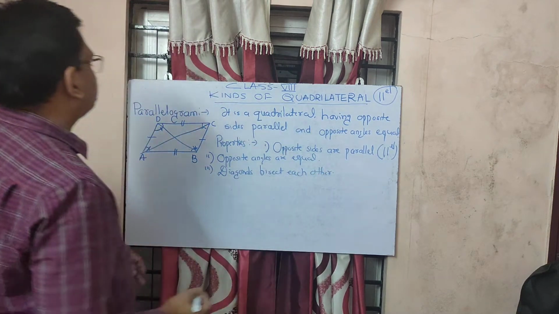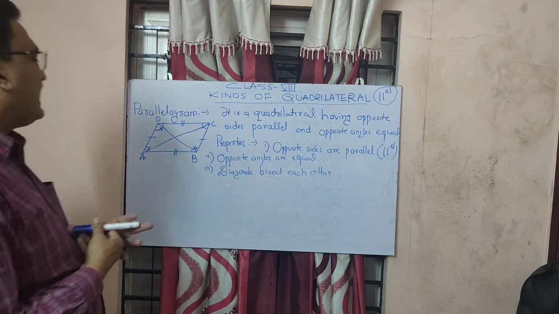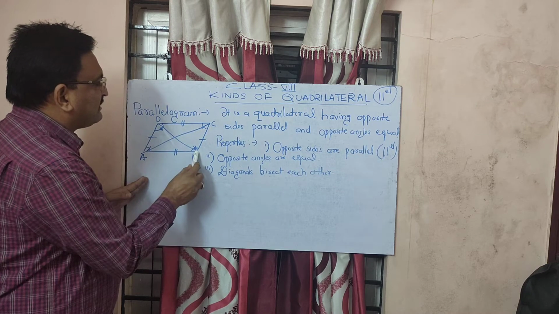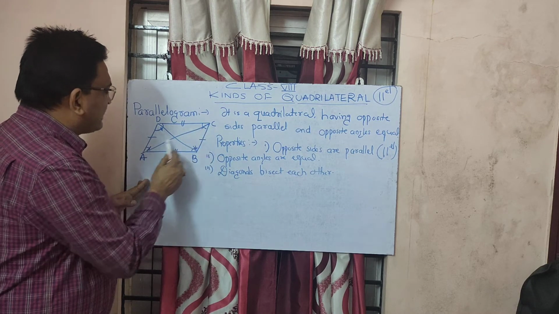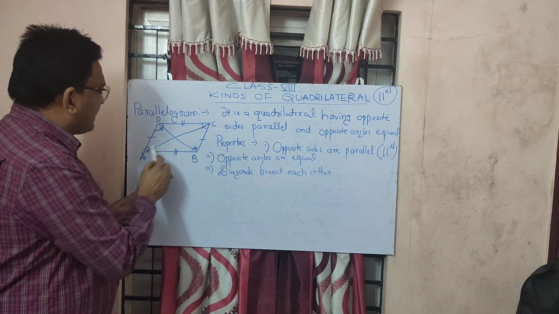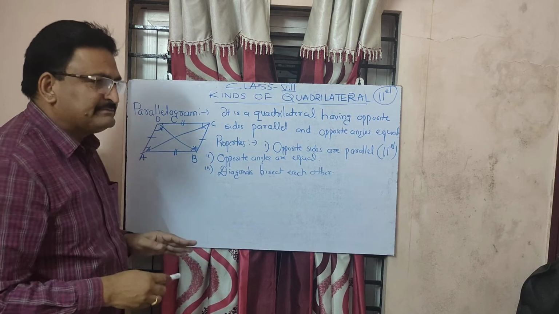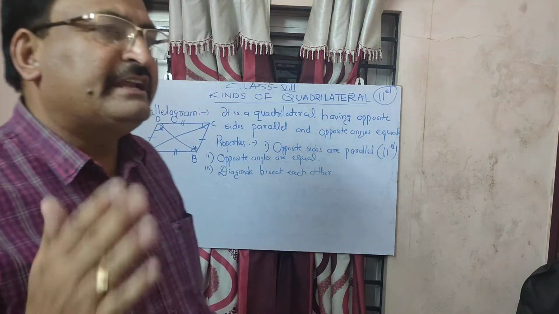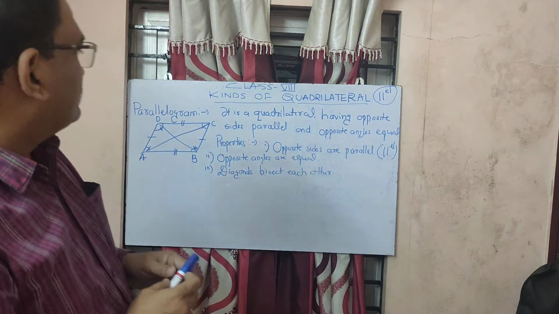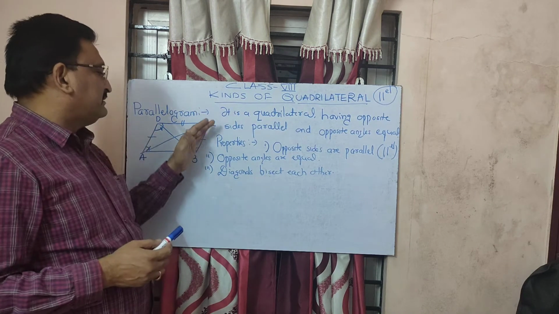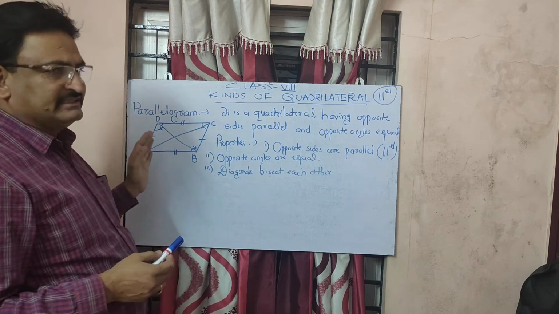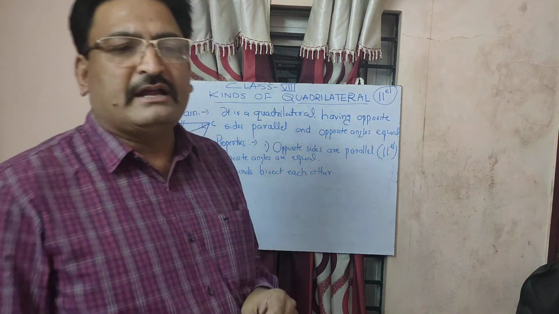What do we mean by this? What do we mean by diagonals bisect each other? ये जो diagonal है, this diagonal bisects this diagonal and this diagonal bisects this line. Bisects means it divides that line into two equal parts, two equal divisions. So both the diagonals bisect each other.